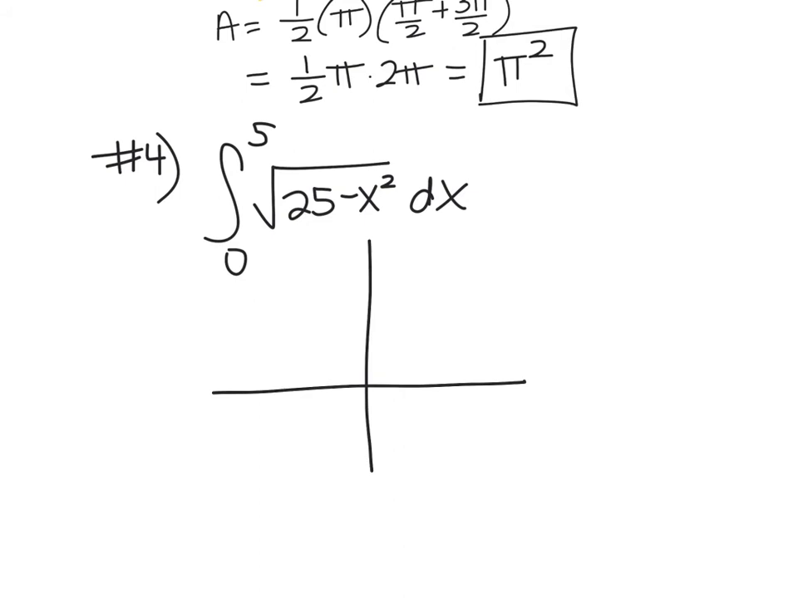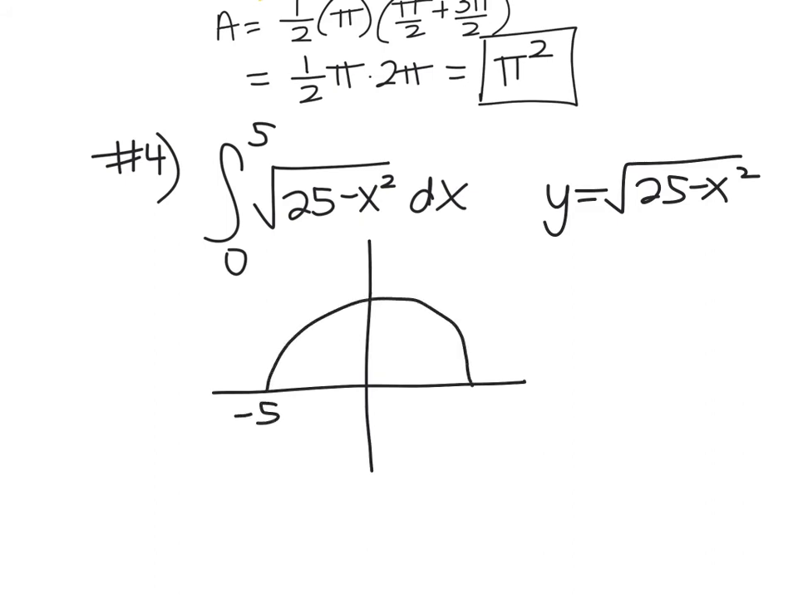Okay, so y equals the square root of 25 minus x squared. If you were to graph that, that would be this right here with a radius of 5. But I'm integrating only, you have to make sure you know what interval you're integrating on. I'm integrating from 0 to 5. So I'm starting here to there. So the area I'm looking for is just this piece of pie.